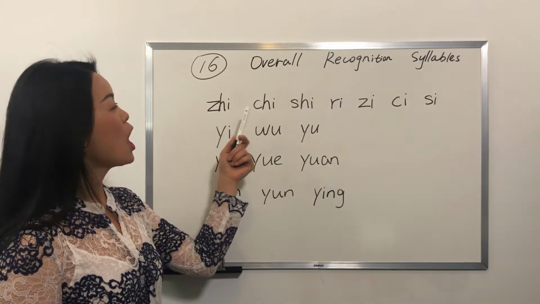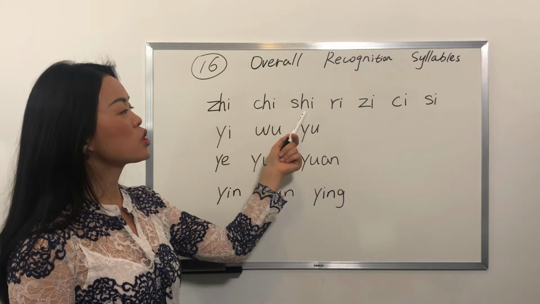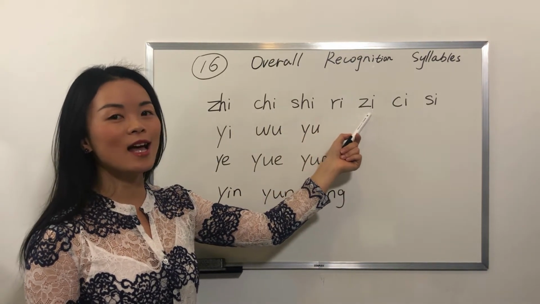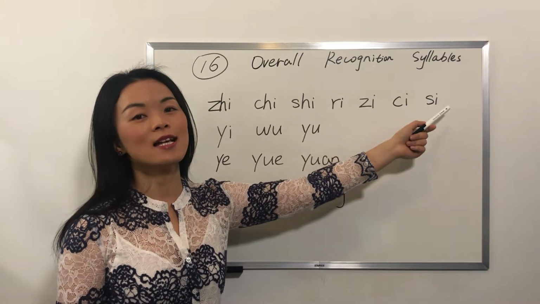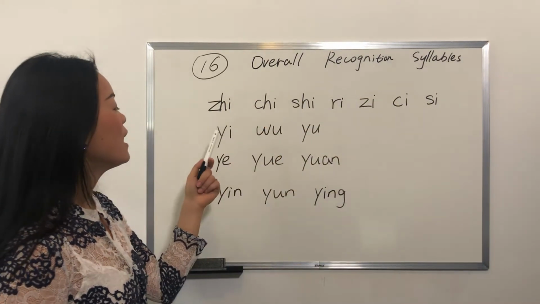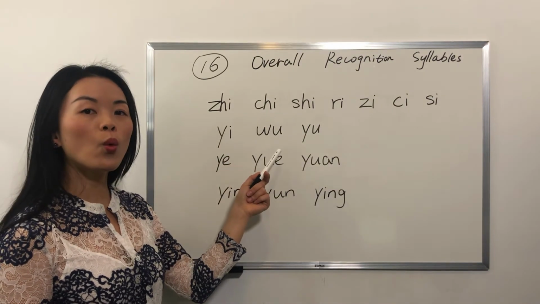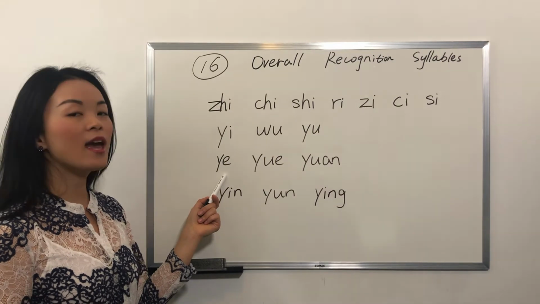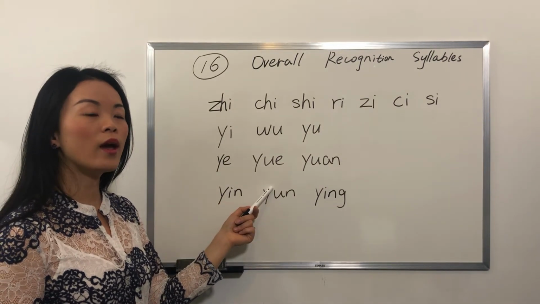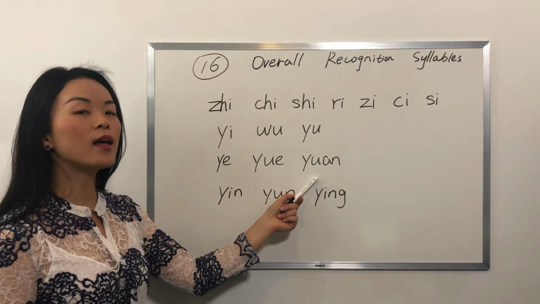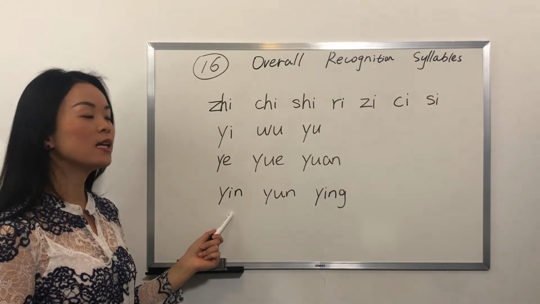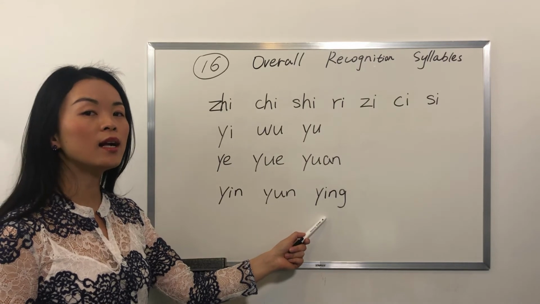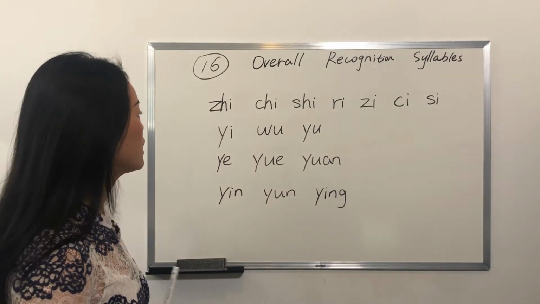Zhi, chi, shi, ri, zi, ci, si, yi, wu, yu, ye, yue, yuan, yin, yun, yin. So let's take a look at this.